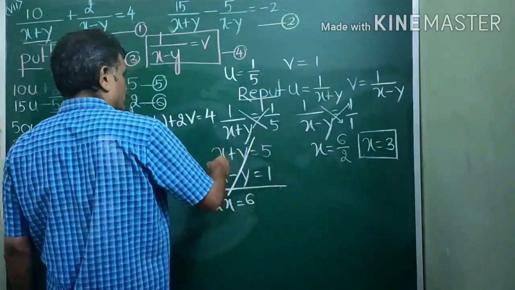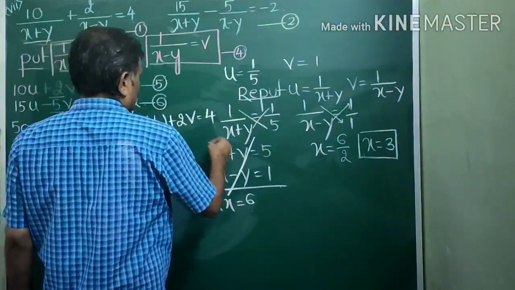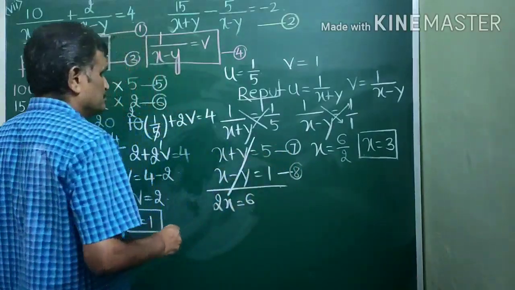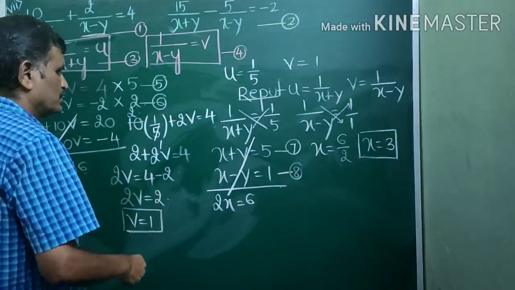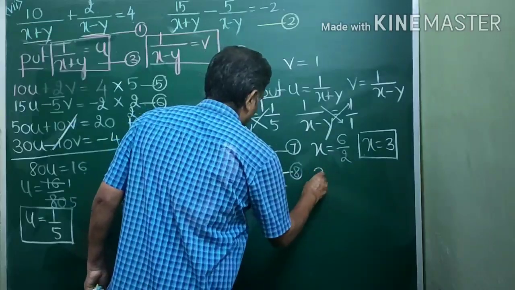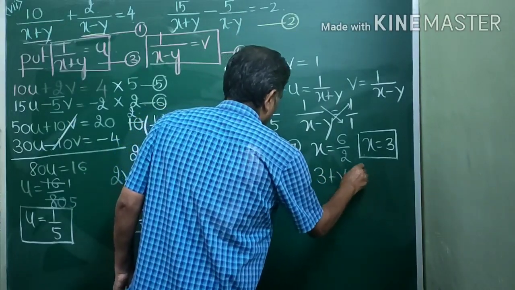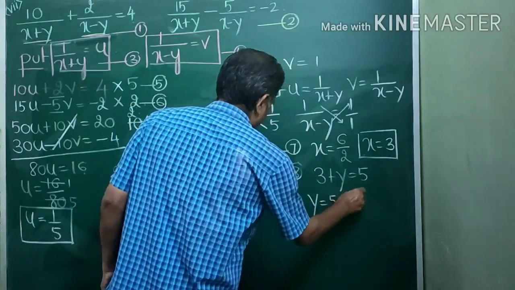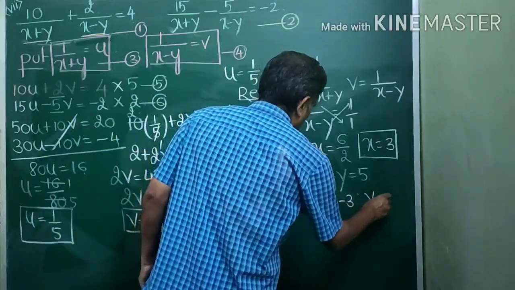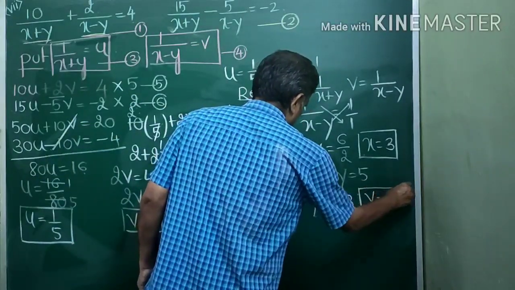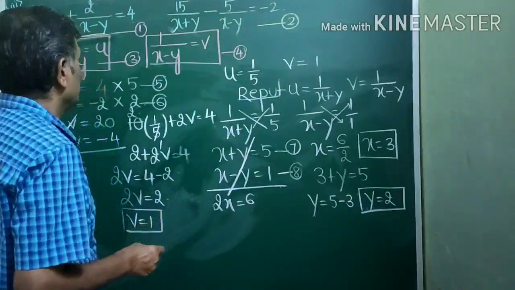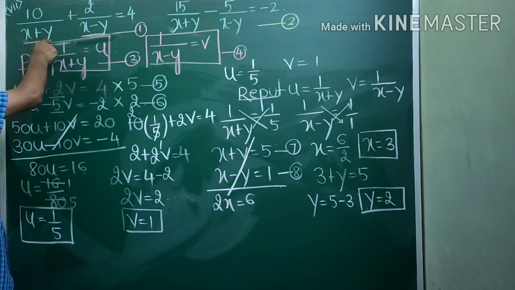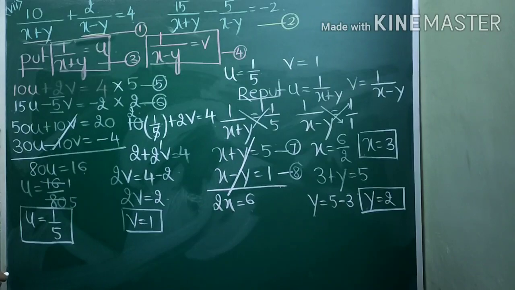Suppose if I put that value of x here, let me call it as, say, equation number 7. This can be called as equation number 7. This can be called as equation number 8. Suppose if I put the value of x is equal to 3, then what I will get is 3 plus y is equal to 5. So that means y is equal to 5 minus 3. So y is equal to 2. So this is the solution for linear equations in two variables where the denominators are having two variables. So fine, I hope you might have understood it.